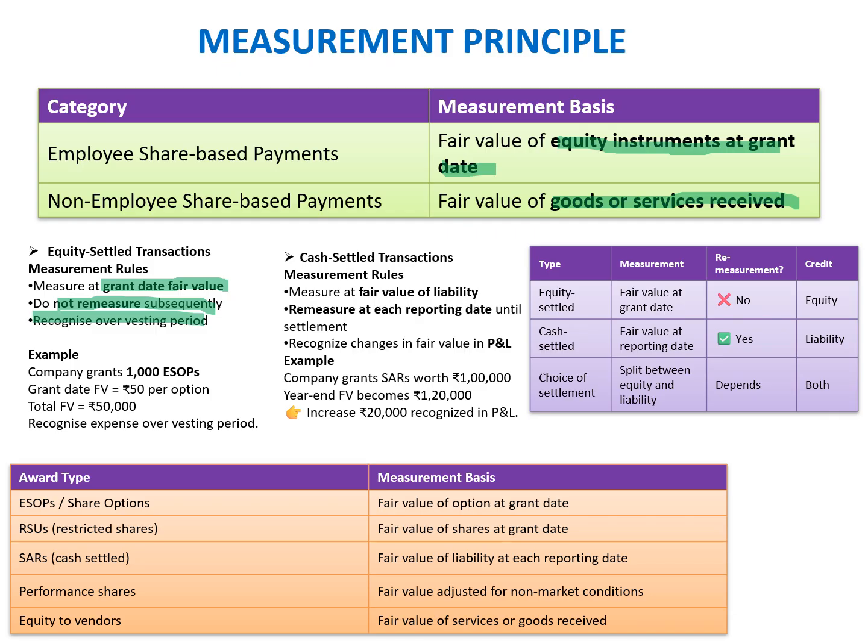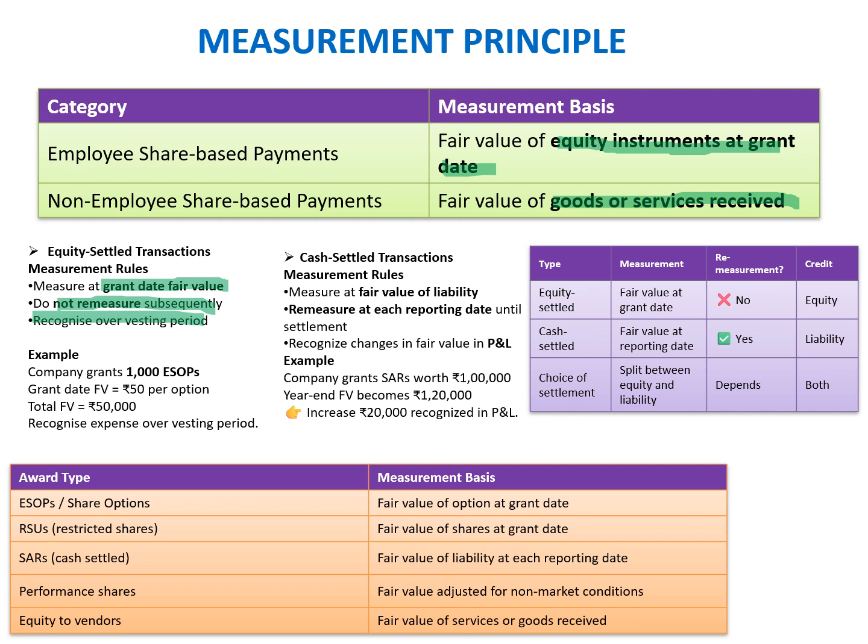Company grants share appreciation rights worth rupees 1 lakh, and year end FV becomes 1,20,000. So the increase of 20,000 will be recognized in the P&L. This table quickly explains the measurement criteria for equity, cash, and the choice of settlement, all the three types.